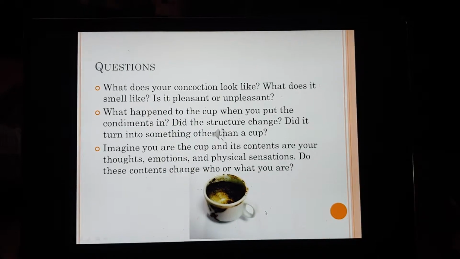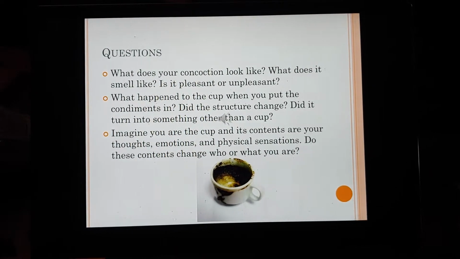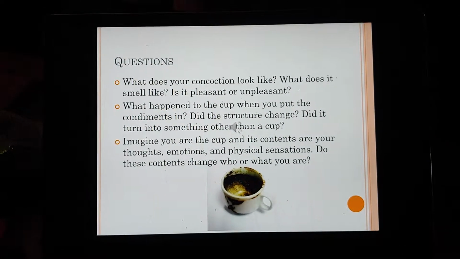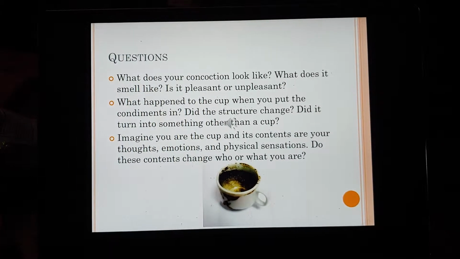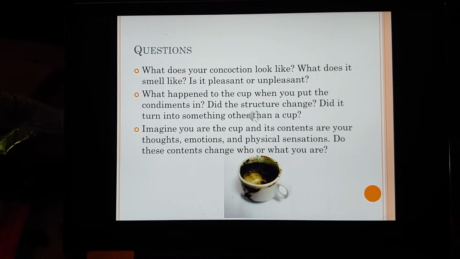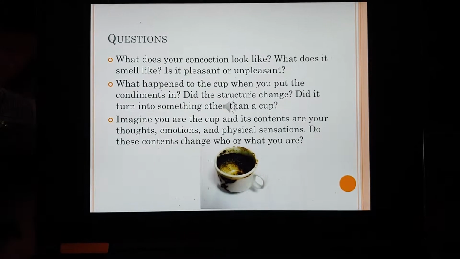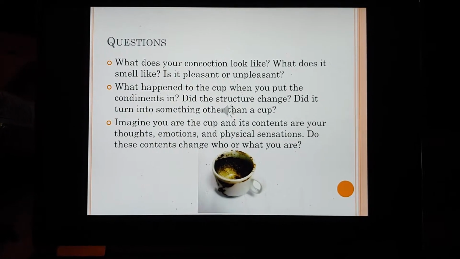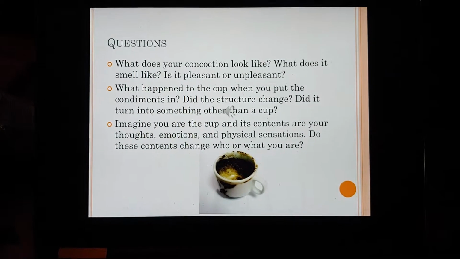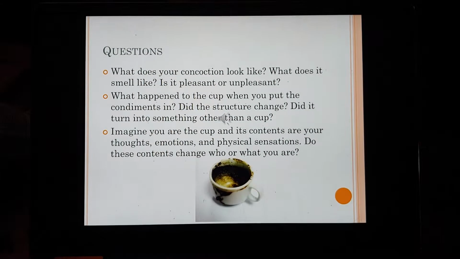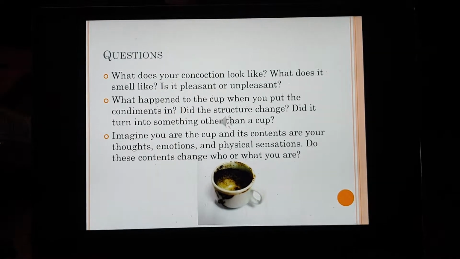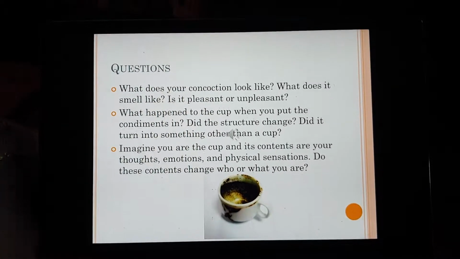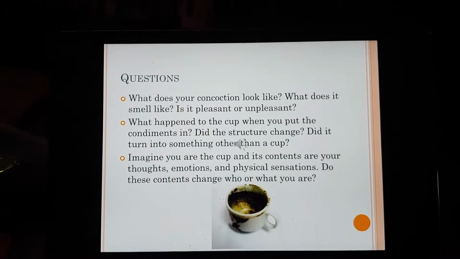So the questions just kind of help them relate it back to themselves and get in touch with self as context. So it starts out by asking what the concoction looks like, is it pleasant or unpleasant, and then asks about what happened when they put everything in the cup. The cup didn't change again. And then it asks to imagine that the individual is the cup and the contents are their thoughts, emotions, or physical sensations. And then do those contents change who or what you are? And like the condiments in the cup, hopefully the answer that they come to is no.